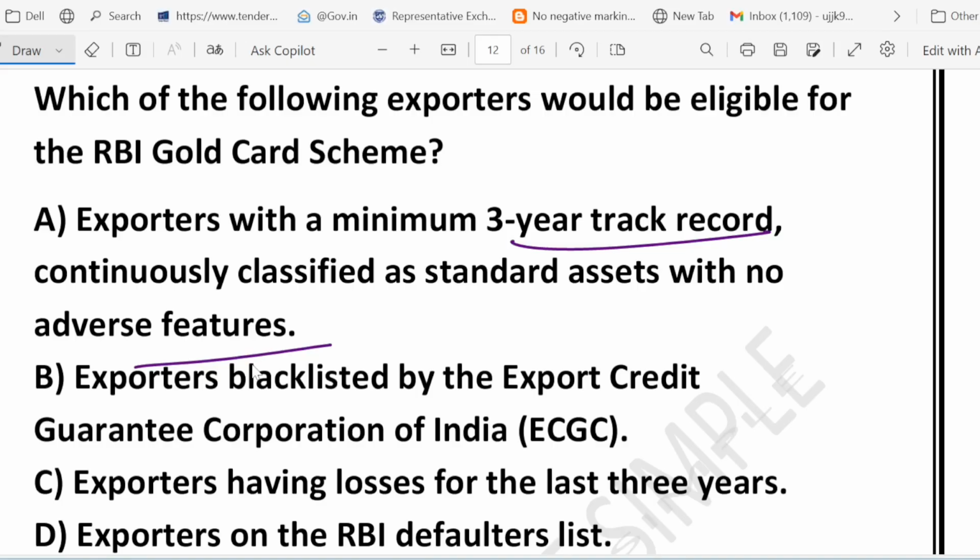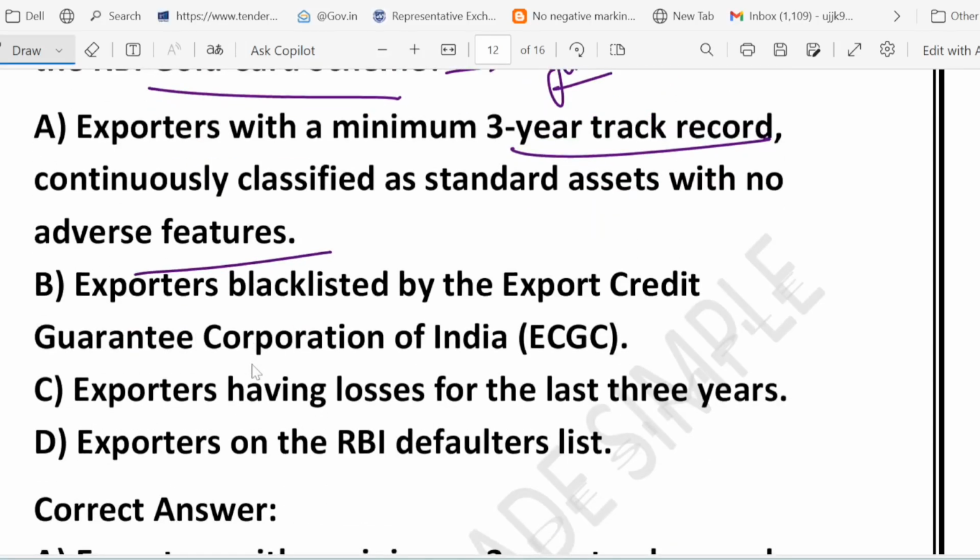So first let's understand what this RBI Gold Card scheme is. Think of it like a special membership card for exporters. If you are a genuine and consistent exporter with a clean record, the bank gives you faster and easier access to credit facility. Basically, it is like being a priority customer for the bank when it comes to export finance. Yes, you are a priority customer. Now let's look at the options one by one.